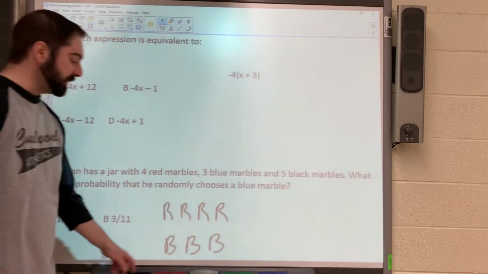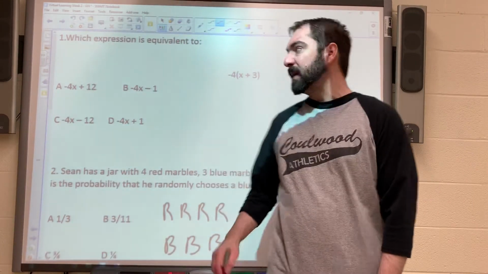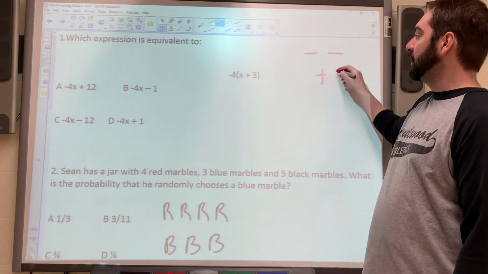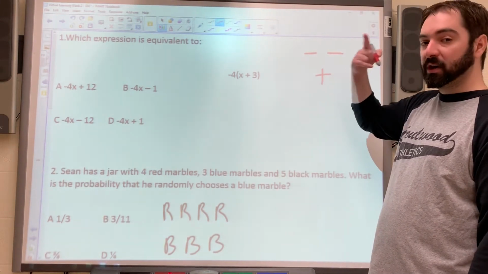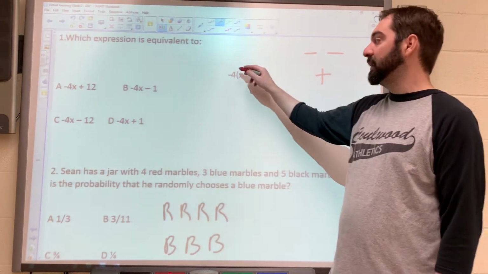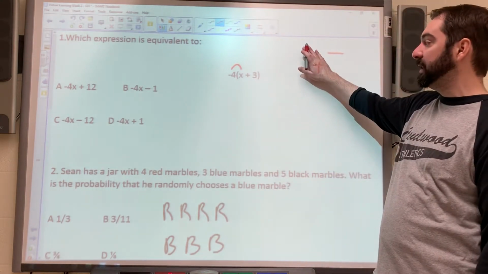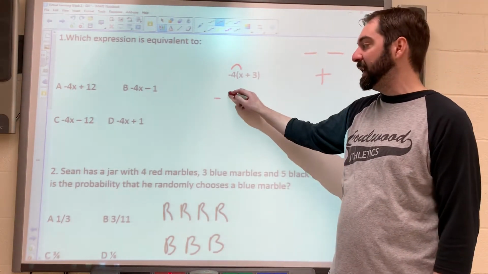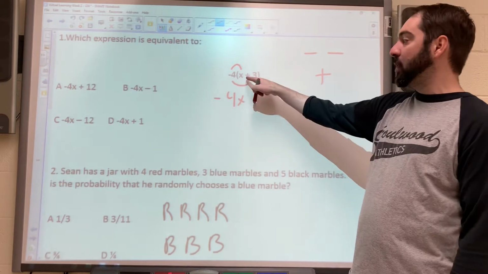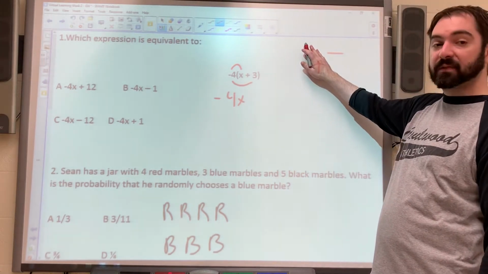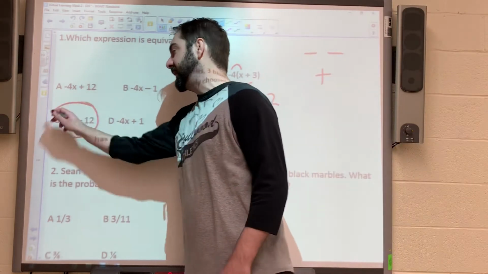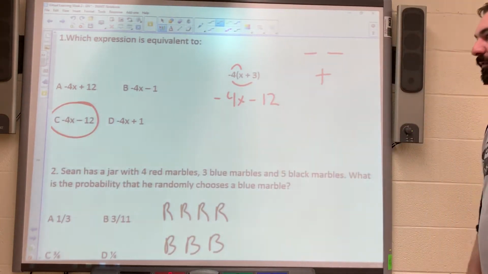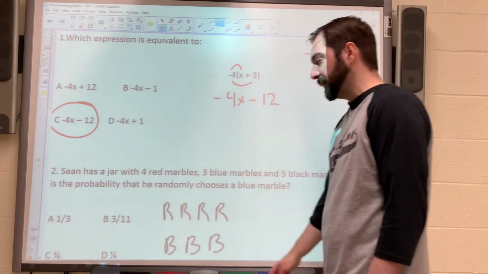Number 1, this is a back to a distribution. Again, dead man, best strategy I can tell you. Okay, we make the dead man dead. Divide, multiply, works for both positives and negatives. Negative 4 times positive x, well, that's going to leave me with a negative 4x. Negative 4 times positive 3, negative times a positive, still negative, negative 12. Answer choice C is equivalent to negative 4 times the quantity of x plus 3.